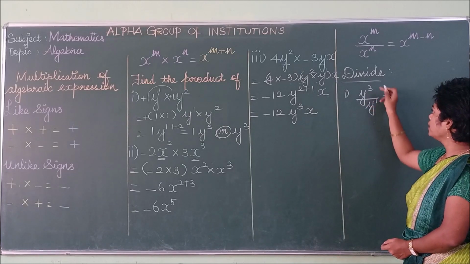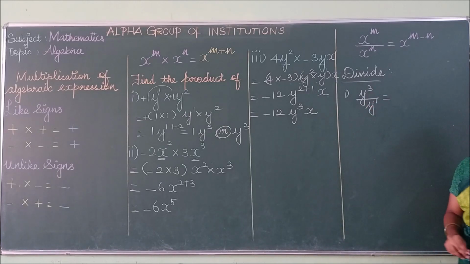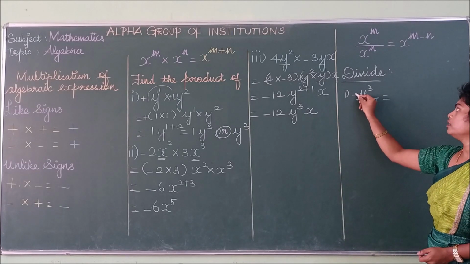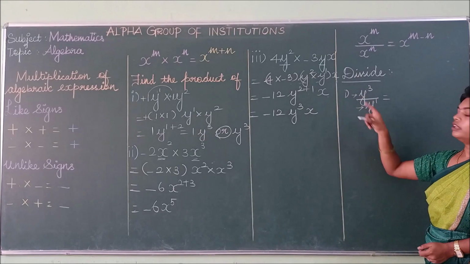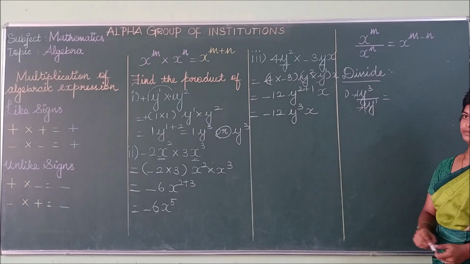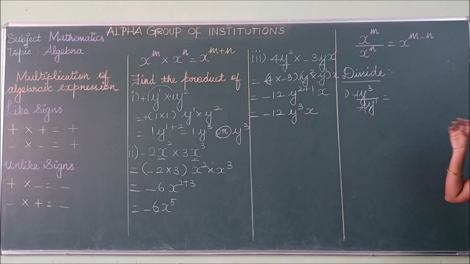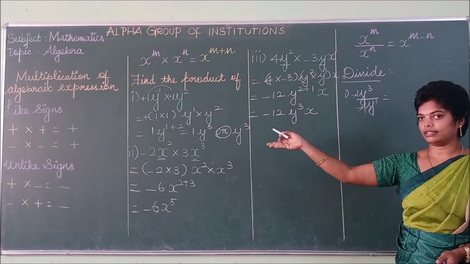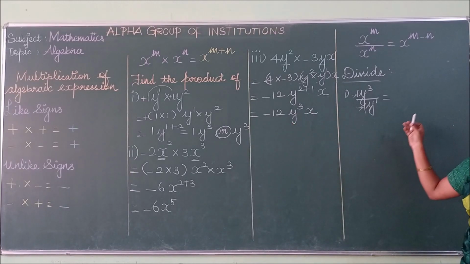So what is the power here? In the numerator the power is 3, but for the denominator no power is given, so you can take that as 1. You also have to check the coefficient. The coefficient is also not given, so you can write that as 1. So these are the things you have to keep in mind: verify the base, coefficient and powers, then the sign. You can use that for this division also.